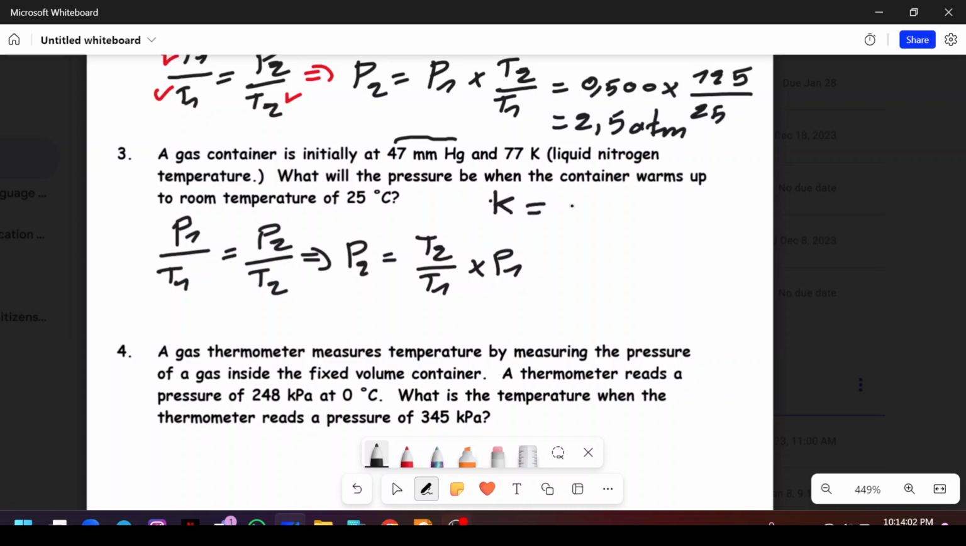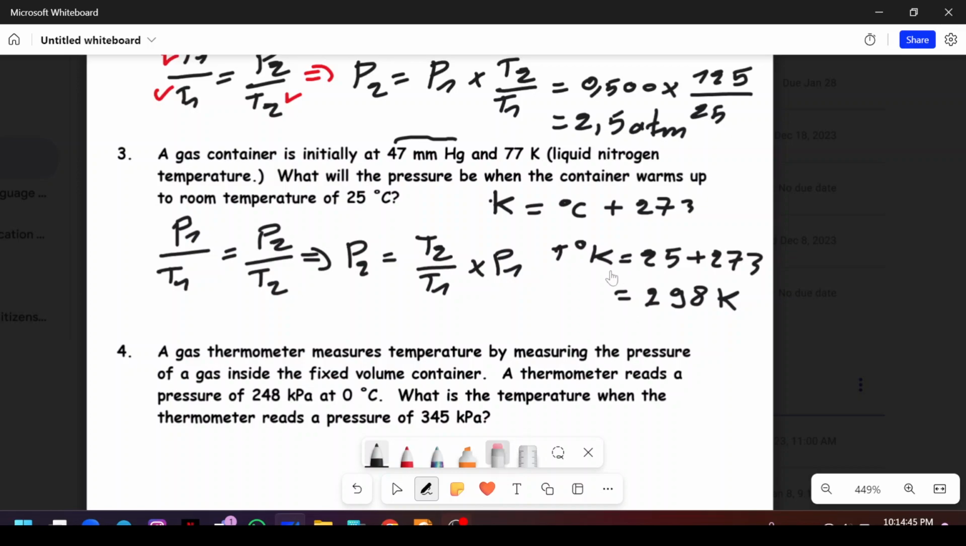So we know that the absolute temperature is the temperature in degrees C plus 273. Let's apply this on the 25. So the temperature in Kelvin is 25 plus 273. This gives 298 Kelvin.